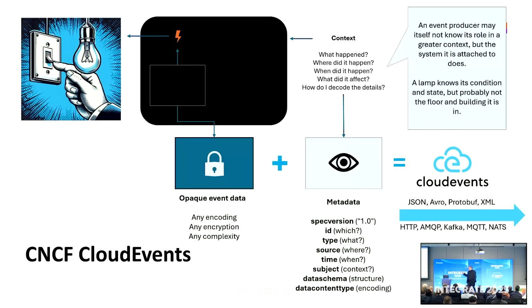Source, the time, the subject, what is that about? And then the data schema and data content type describe what's contained in that event. We had 40 companies work on this until about 2019. Since then, the CloudEvents working group exists mostly to defend the fort and fend off any attacks against the 1.0 version. We're doing amendments, we're doing extensions, we will not change the core.